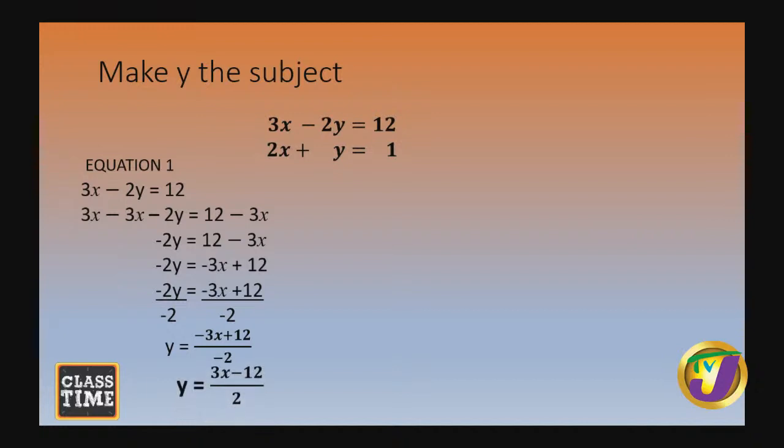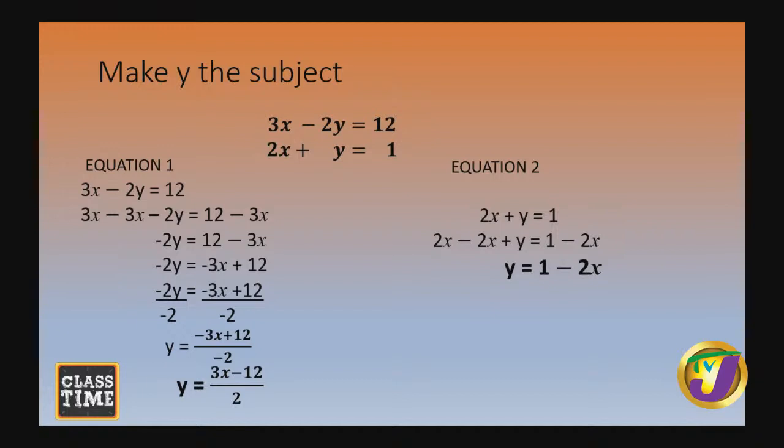And therefore, we now have a final equation, y equals 3x minus 12, all divided by 2. Let us turn to equation 2. This one looks a little bit easier. So we have, starting off, 2x plus y equals 1. We can transpose by subtracting 2x from both sides. And we are left with y is equal to 1 minus 2x.